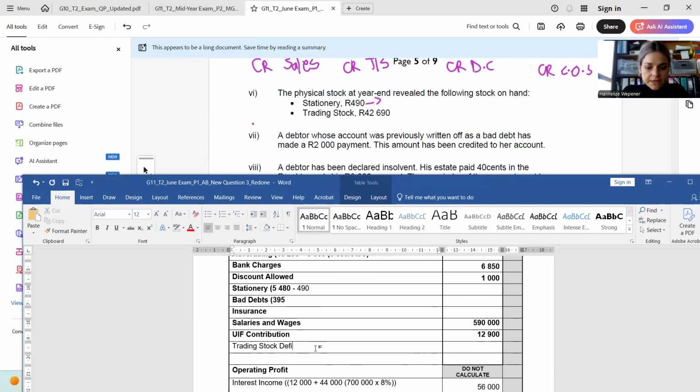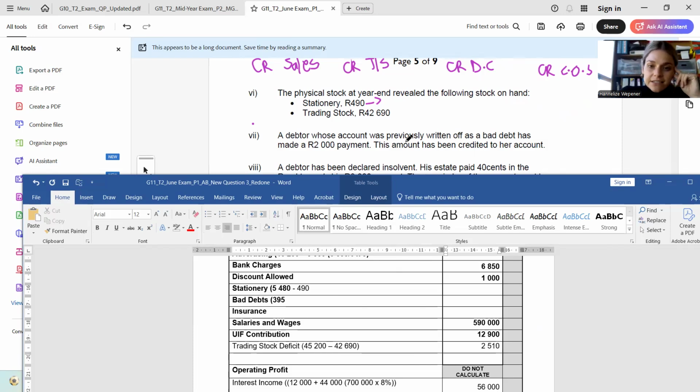Deficit. There we go. So you thought that you had 45,200. You actually only have 42,690. So find the difference there. And that's the stock that went missing. That's your expense. You don't have that anymore.